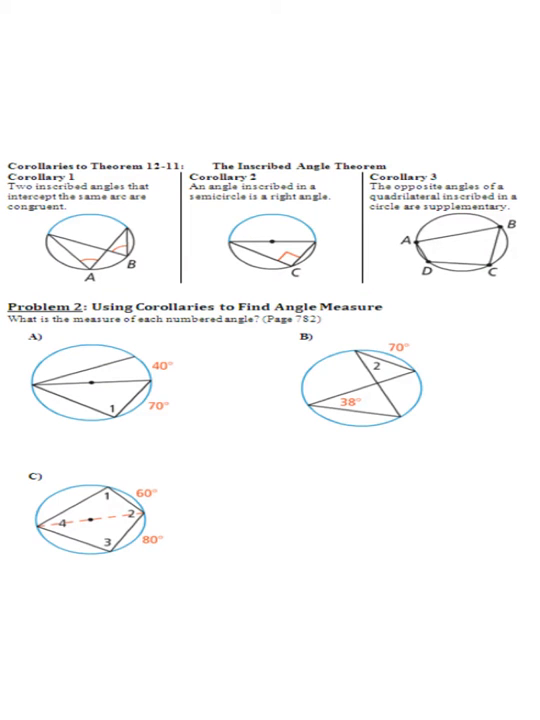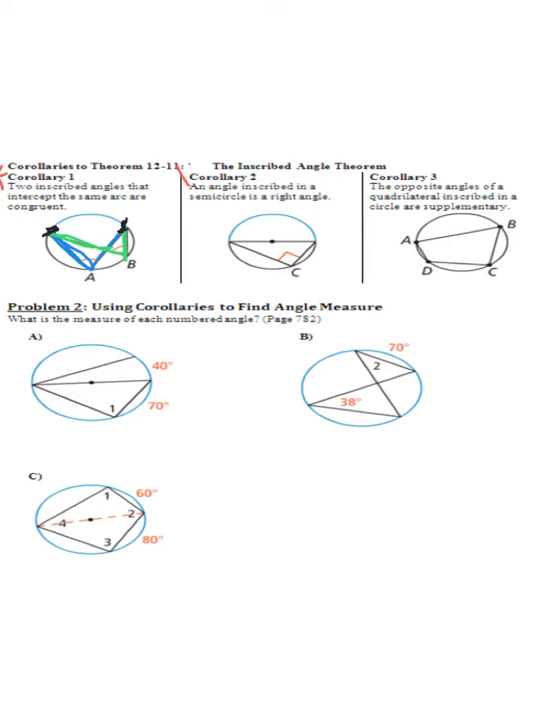So there are three corollaries that go along with theorem 12.11. And the first one, corollary 1, two inscribed angles that intercept the same arc are congruent. So if you notice here, we've got inscribed angle A goes here, inscribed angle B is here, but you notice that the endpoints are the same. There's the endpoint for one, there's the endpoint for the other. So if two inscribed angles share those endpoints and share the same arc, then they're going to be congruent.